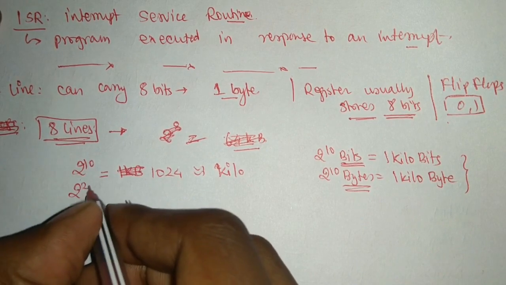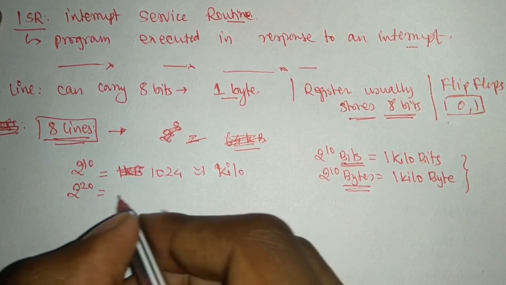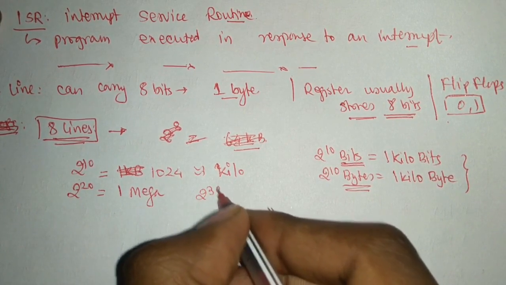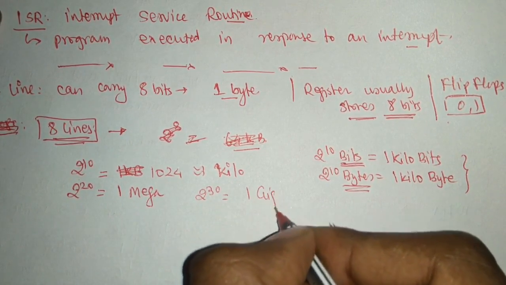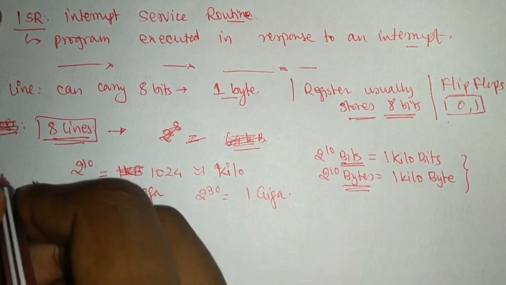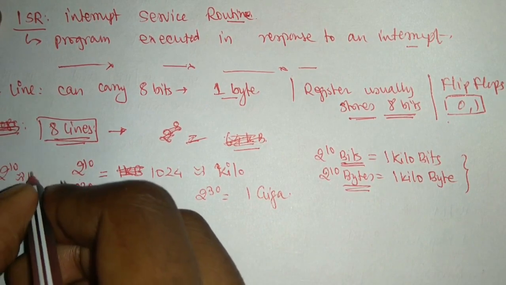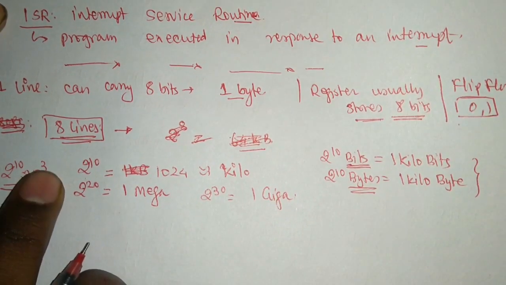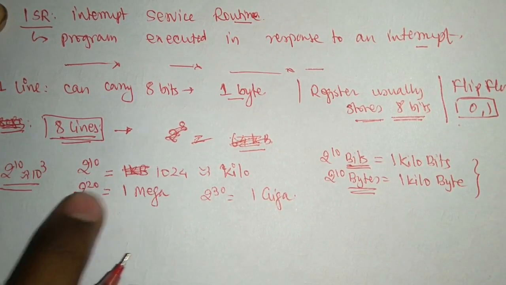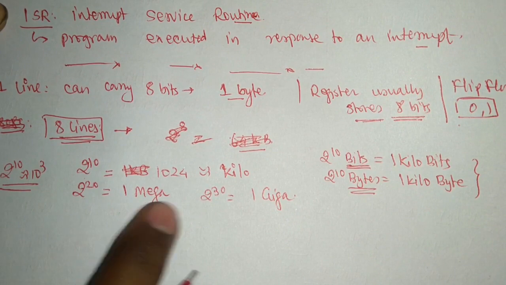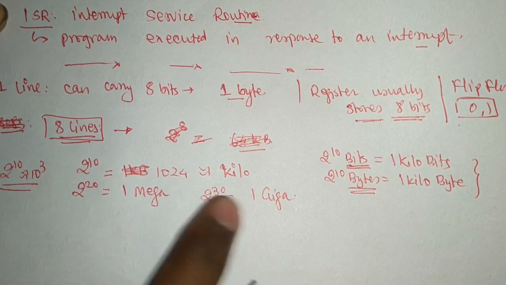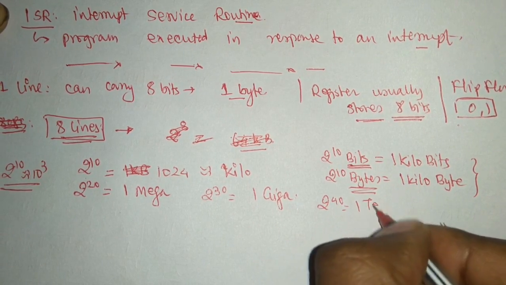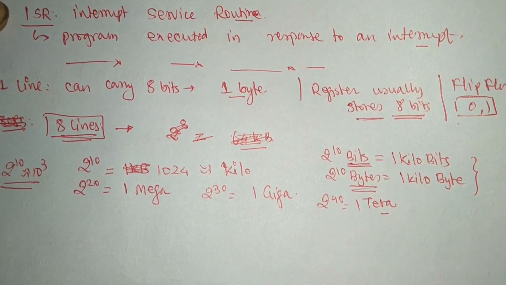Then 2 raised to power 20 was equal to our 1 mega, right? 2 raised to power 30 is equal to 1 giga. That you can directly also remember, because 2 raised to power 10 is almost equal to 10 raised to power 3. So from there you can remember it. 2 raised to power 10 means 10 raised to power 3, so 1 kilo. 2 raised to power 20 means 10 raised to power 6 means 1 mega. 2 raised to power 30 means 10 raised to power 9 means 1 giga. Or 2 raised to power 40 will be 1 tera. So that way you can remember them.